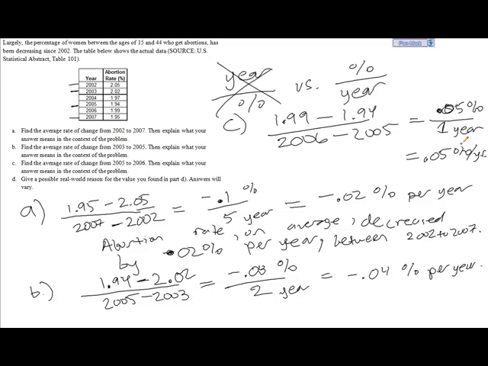So depending on who you are, you can really lie with this data to kind of get a point across that is of your liking. And then in letter D, give a possible real-world reason for the value you found in part C. Answers will vary. I suppose this should be in part C.